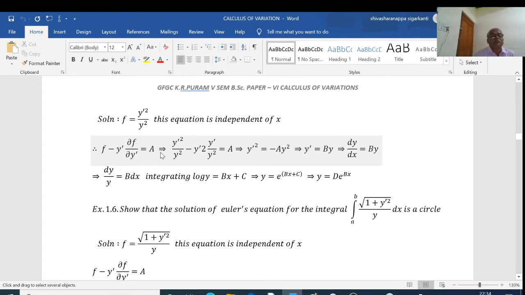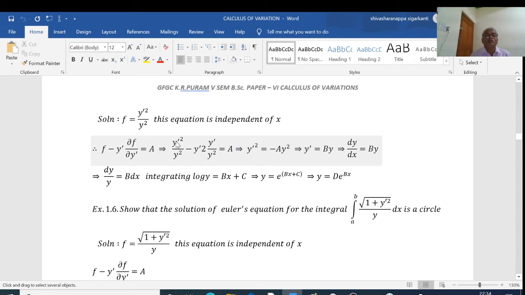And this implies f is y dash square divided by y square minus y dash into dou f by dou y dash. Dou f by dou y dash is here 1 by y square is a constant quantity. Y dash square derivative is 2y dash, that is 2y dash by y square is equal to a. Now multiplying throughout by y square, we get y dash square minus 2y dash square is equal to a into y square, right?